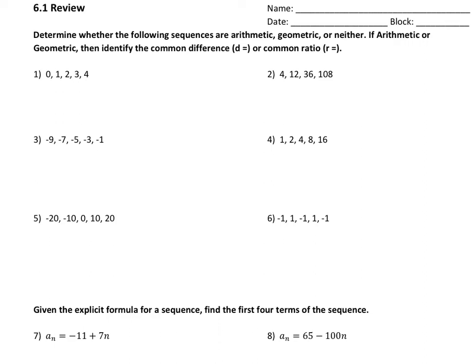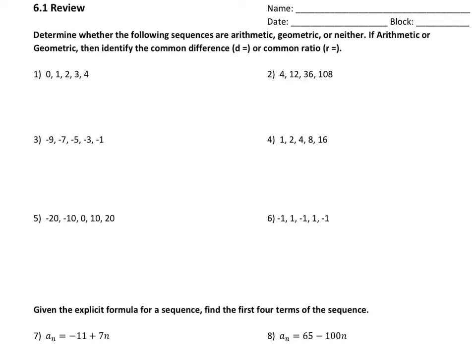In this video, we'll go over the practice worksheet that reviews all of the 6.1 material. So in this first section, 1 through 6, the directions say determine which of the following sequences are arithmetic, geometric, or neither. Then it says if it's arithmetic or geometric, they want us to then identify the common difference or the common ratio.